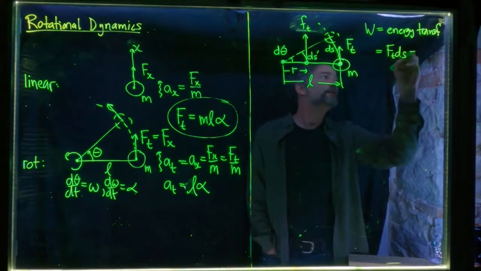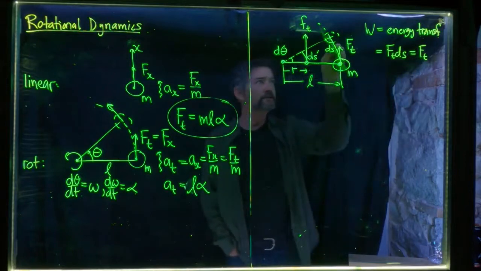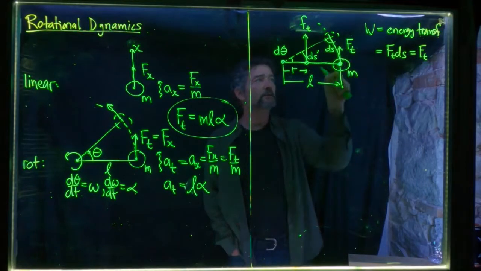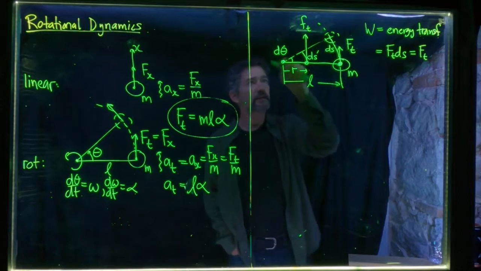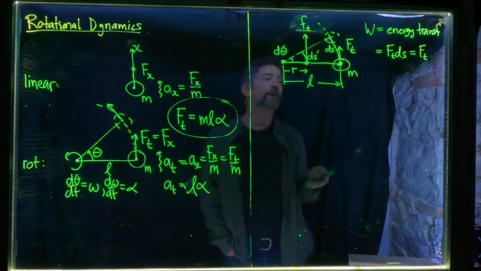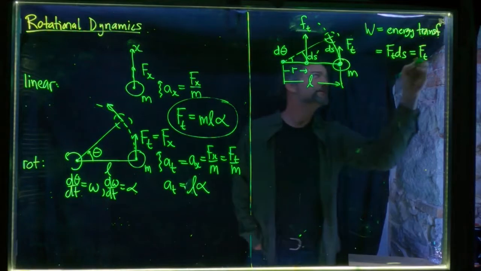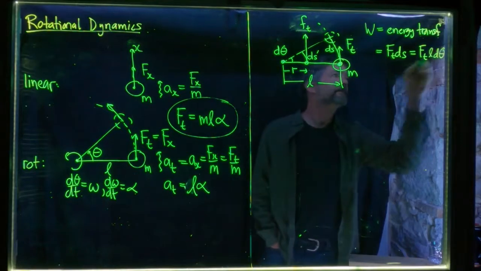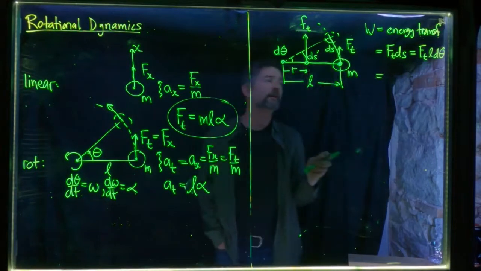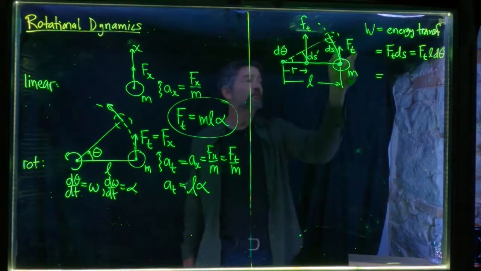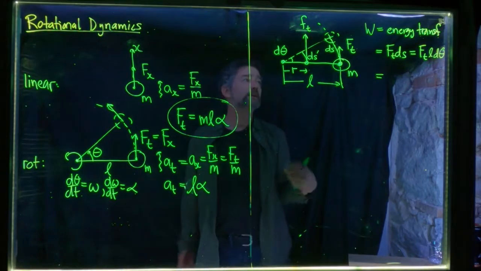Now, the crucial thing is this. So this is Ft, and then the question is, what is ds? What is that little arc length? Well, that little arc length is the angle d theta times the radial distance, L. So this is L d theta. And we want to equate that. That's the amount of energy this force Ft, acting through displacement ds, transfers to the door.